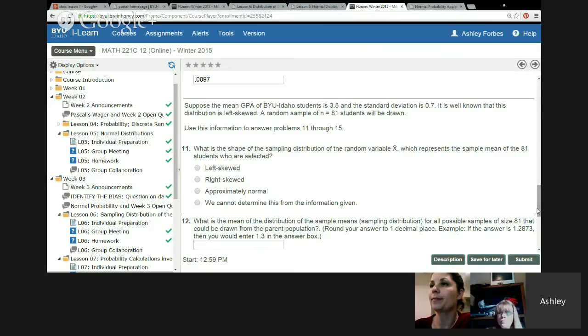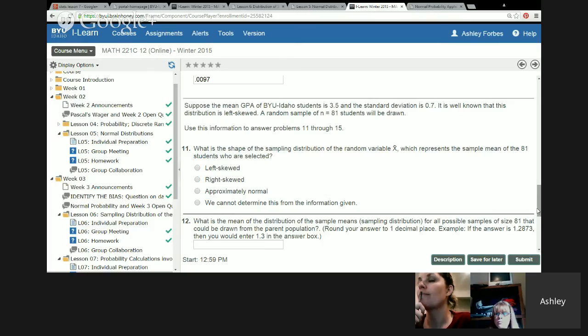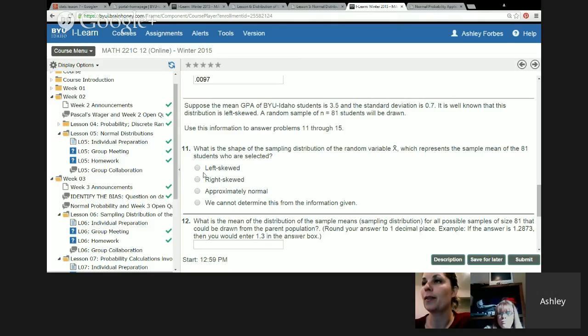Left skewed? But we have a large sample, right? That's right. So approximately normal. Yeah, that's what I'm going to get to.